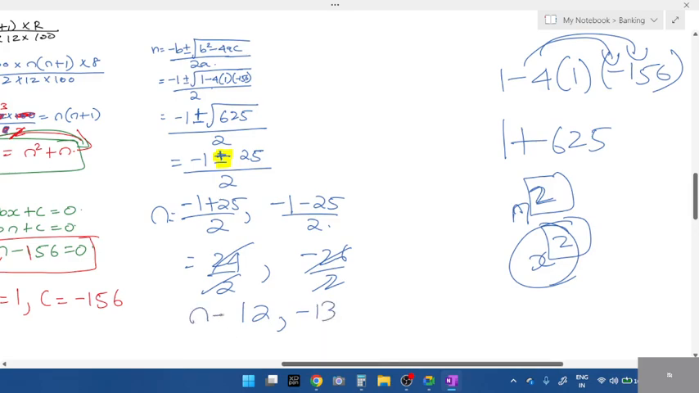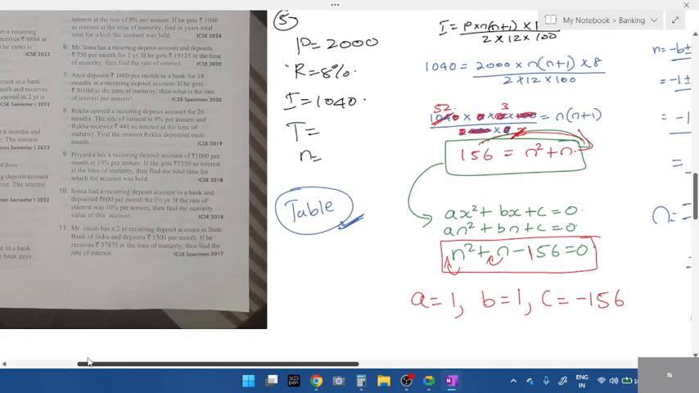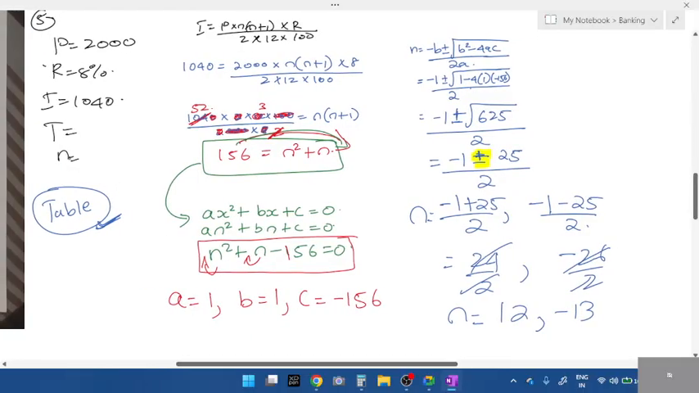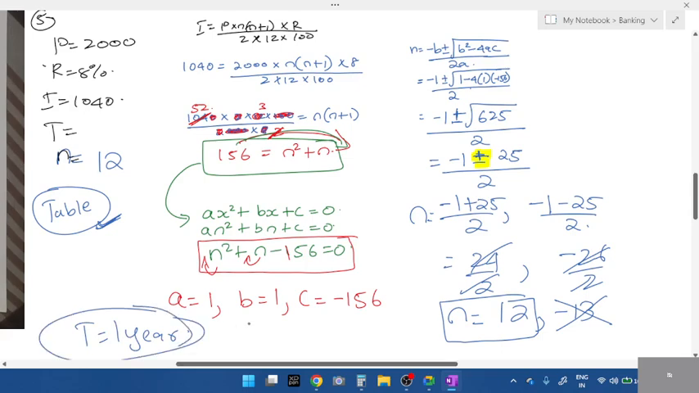In this question, what are we supposed to find, students? All of you respond. We are supposed to find time. So, do you think n will be positive or negative? Positive, so ignore minus 13. n is equal to 12. If you convert into time, n is months, 12 months is 1 year. So what's the answer? Time is 1 year. This is the answer. Is it clear? All of you understood?